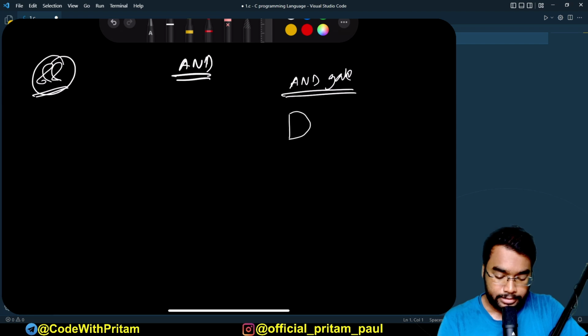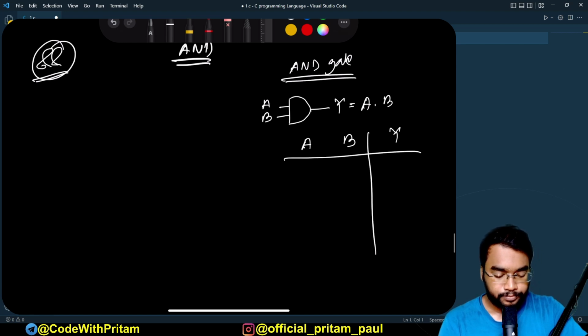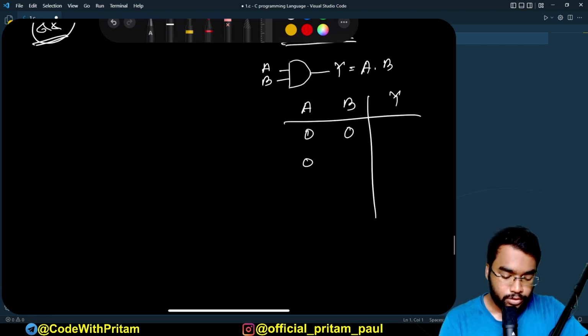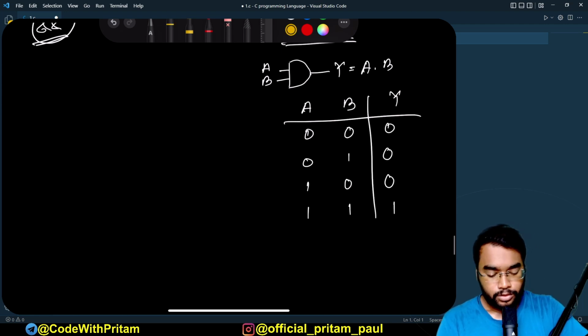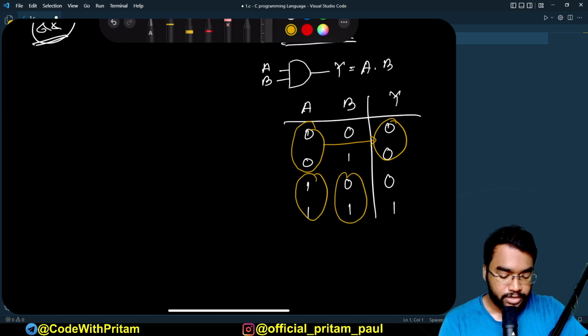The AND gate is this one: A, B, there are two inputs, and Y equals A AND B. And if I talk about the truth table, it is this one: 0 0 0, 0 1 0, 1 0 0, 1 1 1. So when the input A is 0, we can directly say that the output is 0. But if it is 1, then we have to check B, and if B is 0, the output is 0; if B is 1, the output is 1. Clear? Now this kind of logic would be used when you will be solving problems with the AND operator.